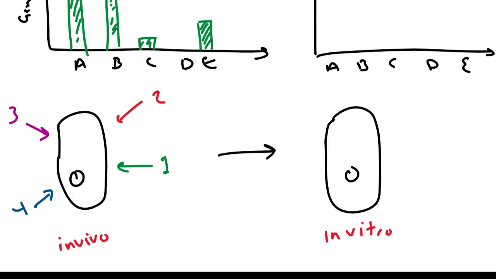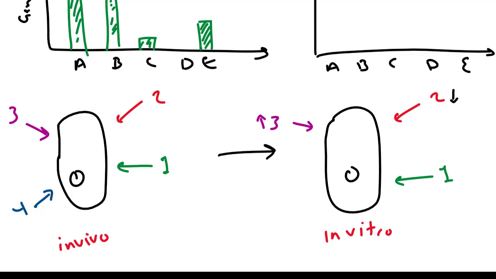So in the in vitro environment, yes, the cell might be receiving stimulus 2, but maybe not at the same amount. So it's a little bit less compared to the in vivo environment. Maybe it's receiving signal 1 at the same intensity as before. And it's receiving 3, but maybe at a much higher level than it would in vivo, and it's not even receiving 4. So because the signals coming into the cell are different in the in vitro environment, the phenotype of the cell will change. And sometimes that phenotypic difference comes from gene expression.